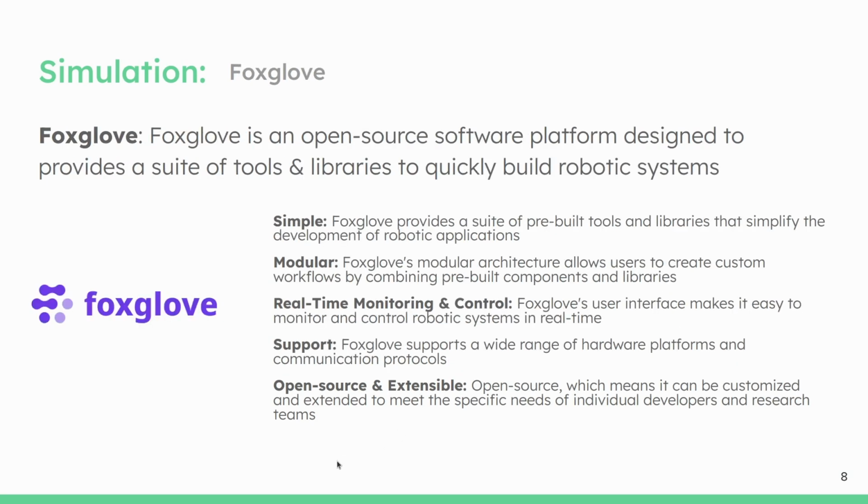Lastly is Foxglove. This is another open source platform that essentially provides an additional suite of tools and libraries that assist in particular with ROS. It's very simple, so it just makes it easy to build. Again, with the modularity, it allows for good customization. It functions in real time, so you see real-time data and logs coming in. It's well supported again. It's deployable on many platforms and in various different forms. And once again, it benefits from the same open source benefits as mentioned before.